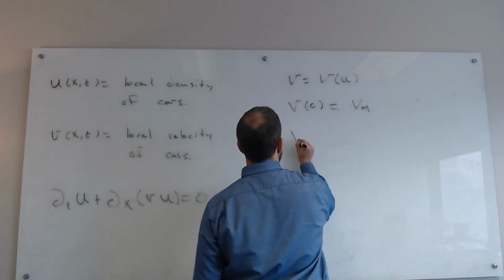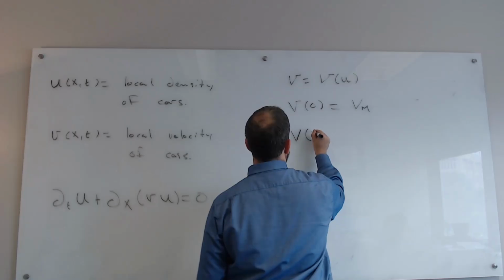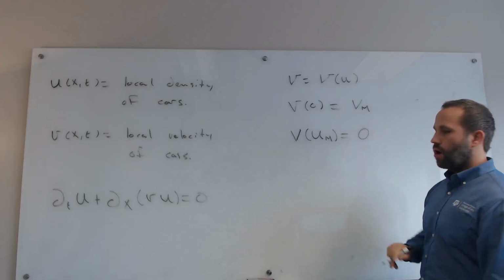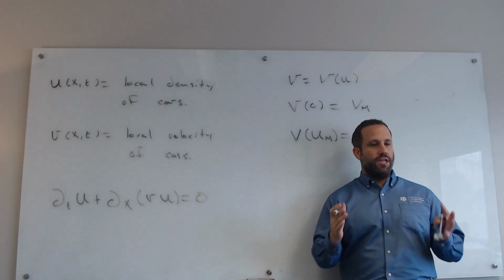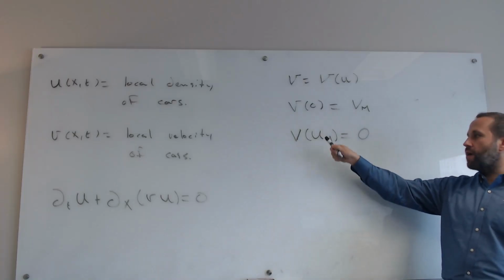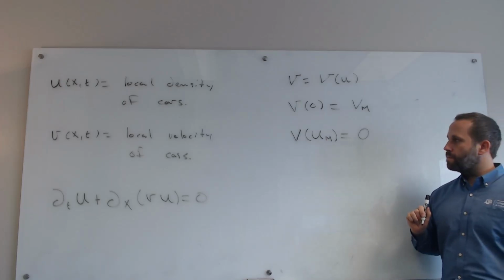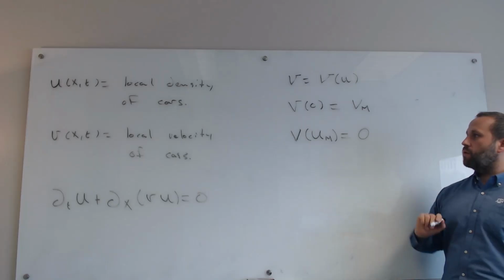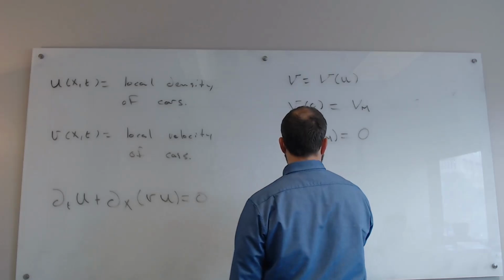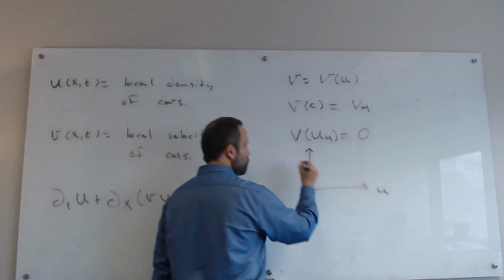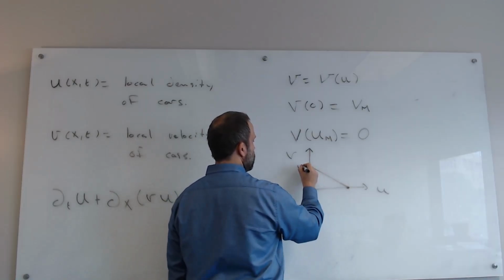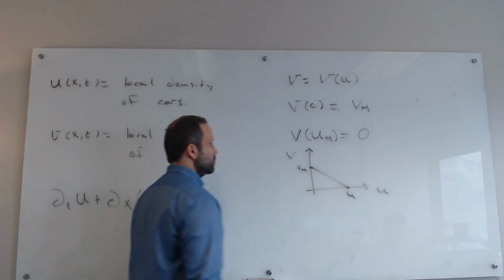Sort of on the flip side, we want to say that v of some maximum density is equal to 0. So if the cars are packed so tightly, no one's moving, we've got gridlock. So the velocity of this theoretical maximum density is equal to 0. Okay, so we want v of 0 to be equal to v_m, v of u_m to be equal to 0. If I graph this on the uv axis, the easiest thing is to have a line. Here, this is v equals v_m. Here, this is u equals u_m.